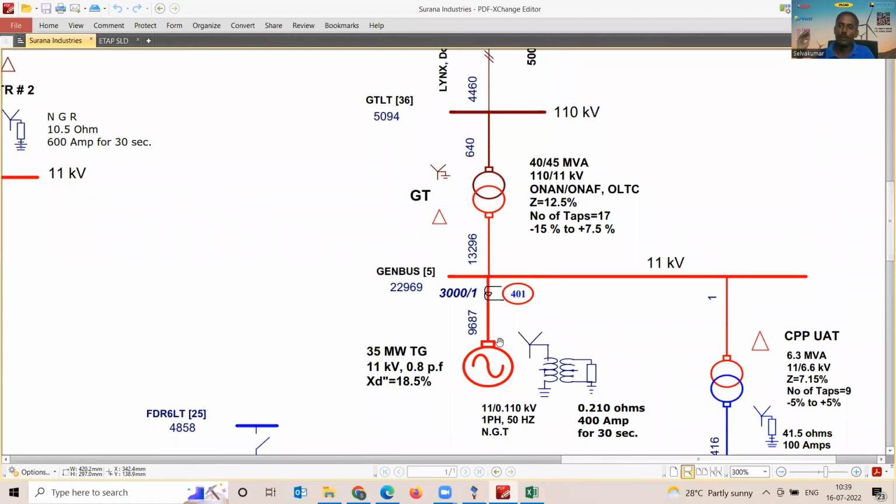And if you use it for a process, and then probably the waste heat recovery, if you're using it for steam generation and then power generation, that is called the bottoming cycle. So here, they are using a 35 megawatt turbine generator, right?